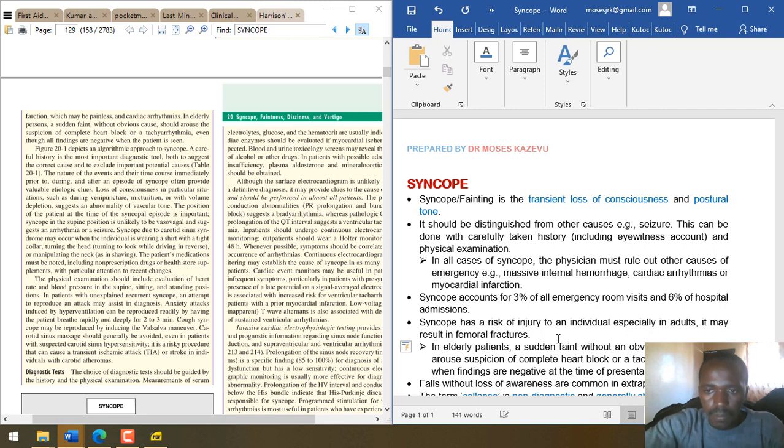As you can see, I'm not really copying everything word for word. I'm summarizing and making it easy for you to understand and to follow, and I'm thinking of someone else who's going to be reading my notes, making it easy for them to follow.